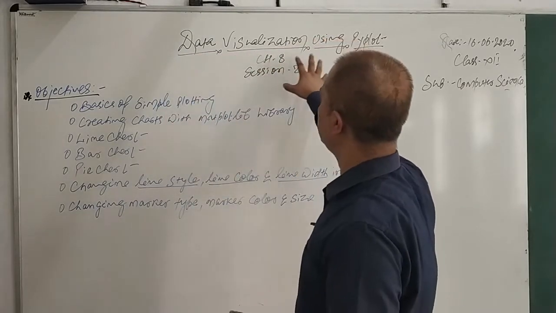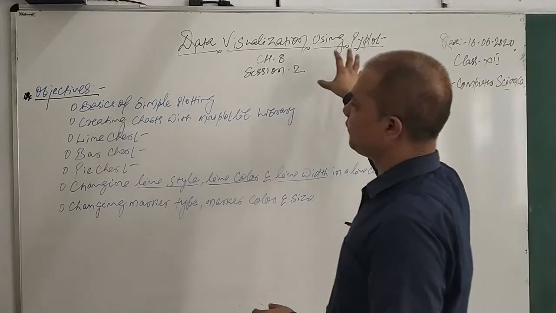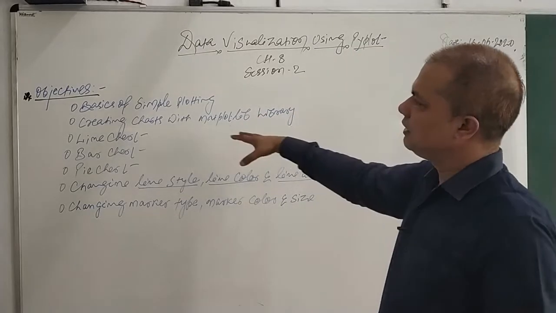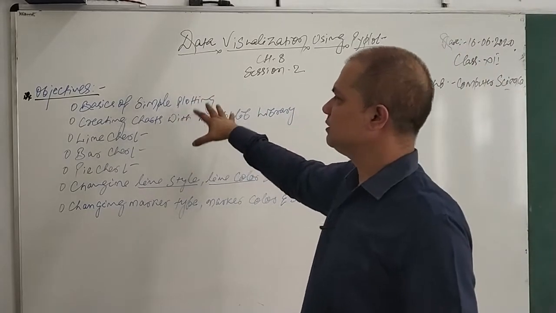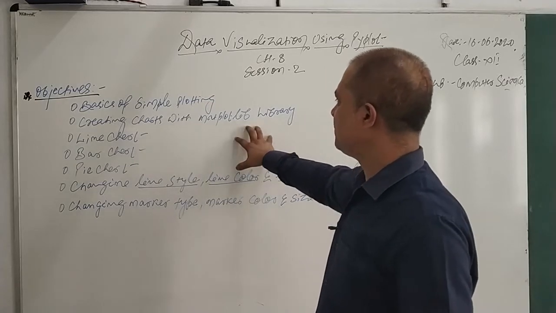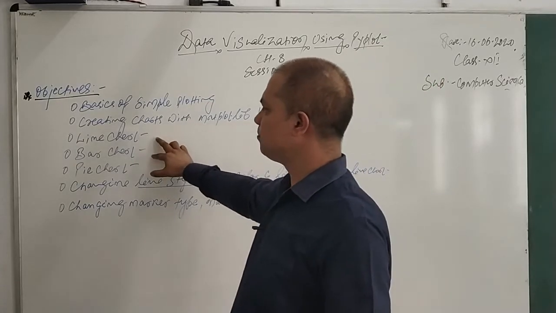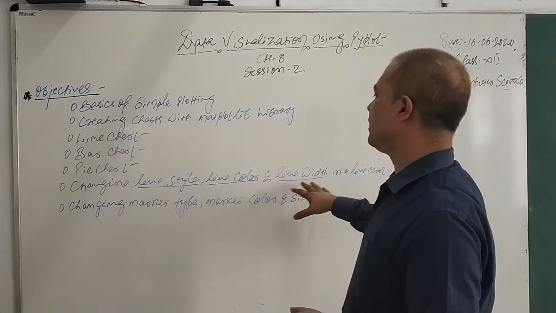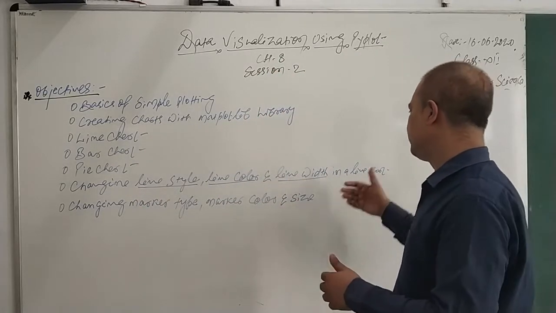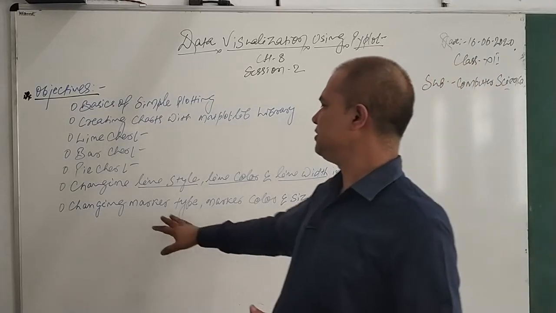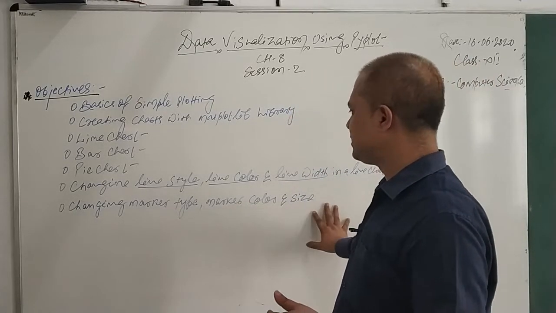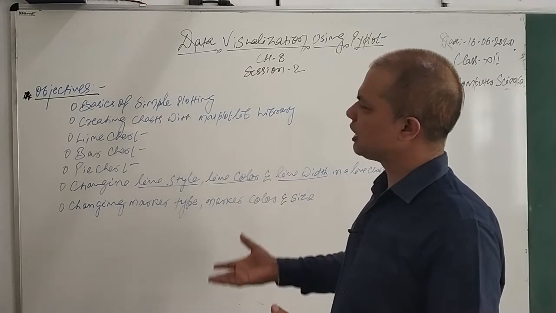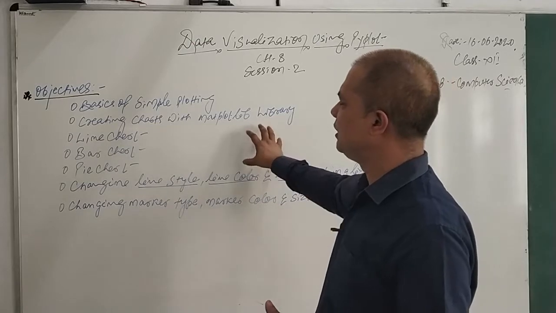That's why data visualization. Pyplot is an interface that is a part of the Matplotlib library, and we'll see the basics of simple plotting, creating charts with the Matplotlib library. We have the line chart, bar chart and pie chart, and I'll discuss what these are. Then changing the line style, line color and line width of the line chart, and changing the marker type, marker color and size. The rest, like the bar chart and other charts, we will come to know automatically once we learn the line chart.